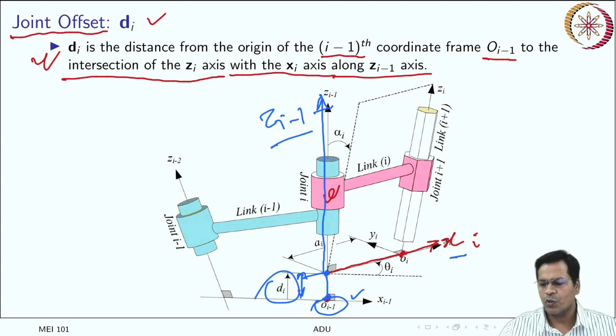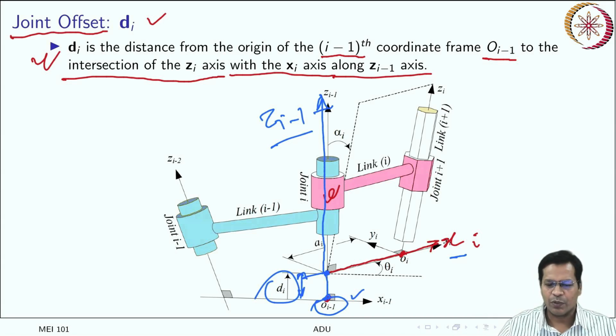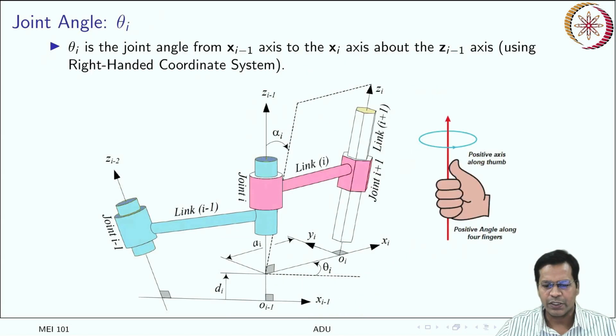Got it? So you have two links which are connected like this. The offset between them is measured along zi minus 1, and it is the distance between O I minus 1, that is this frame, and the point of intersection of xi and zi minus 1. So that is this location. These two are the points between which it is measured. Moving ahead, this is the joint offset.